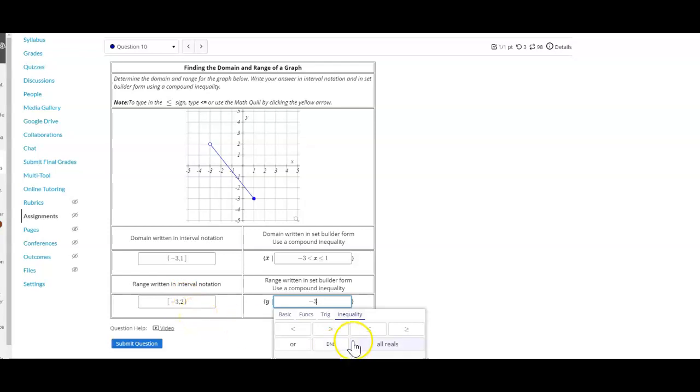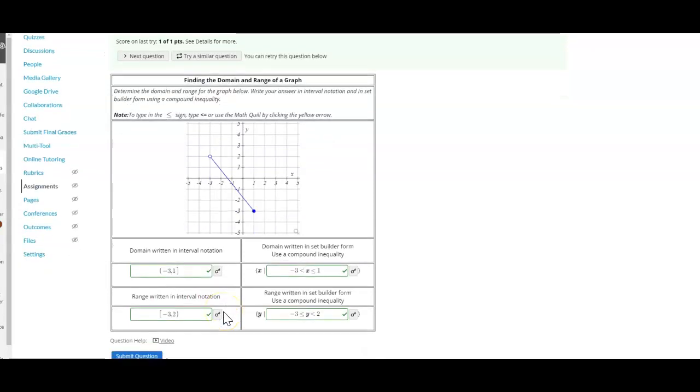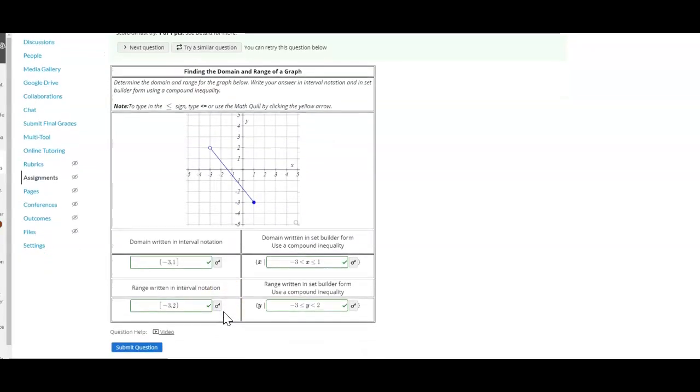All right, and then we need to do the equal to part on this one. So we got -3, that's our lowest point, and it's filled in, so we got the equal to. And then we want to use y on this one because these are our y values. And then y is less than 2, because notice at 2 it's an open circle, so that's why we're using the less than symbol. Okay, I can submit those, make sure we did those all correct. Awesome.